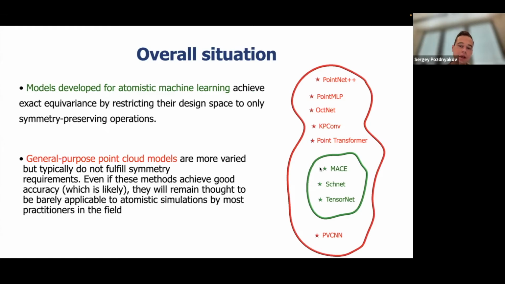So there is a relatively small number of models developed for atomistic applications such as MACE, SchNet, TensorNet. And these models rigorously incorporate all the mentioned physical constraints into the architecture. And there is a much larger number of models proposed for generic point clouds. And because of the reasons I just have mentioned, most practitioners think that it is barely possible to apply these models to atomistic modeling. So it is really a pity, isn't it?